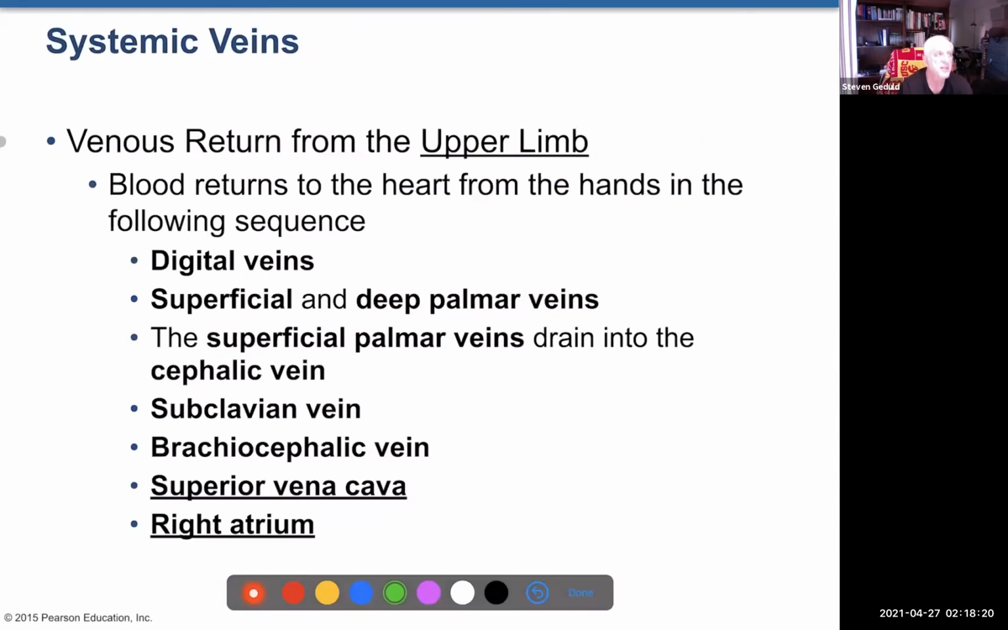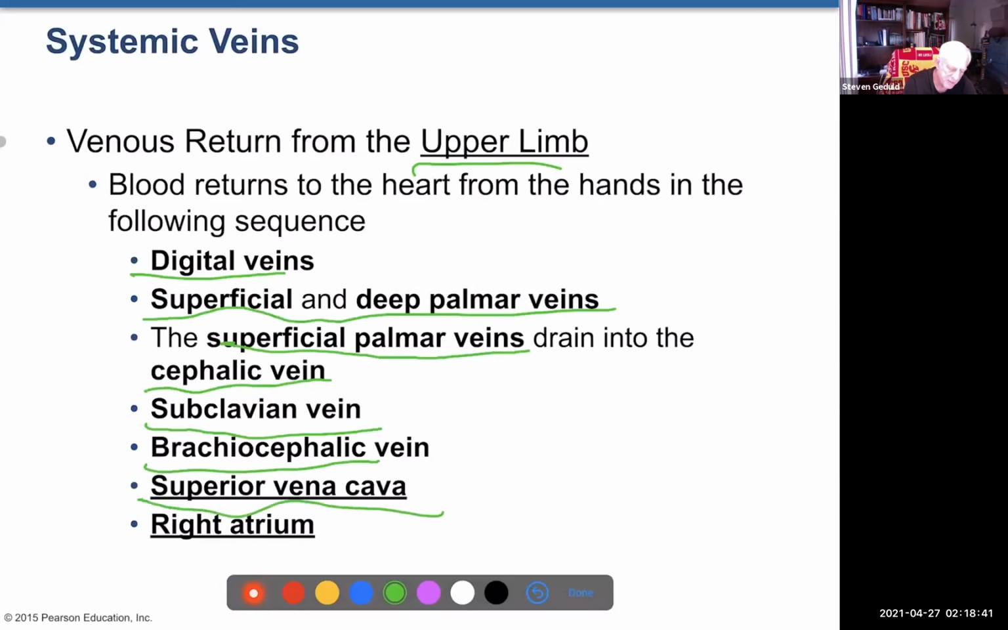And let's go a little bit, then take a break, 15 minutes here. So venous return from the upper limb. Okay, just like you did with the hands, it drains from the digital veins, just at the start of the fingers, from the superior and deep palmar veins. Superior palmar veins drain into the cephalic vein, to the subclavian, to the brachiocephalic, to the superior vena cava, to the right atrium. The exact opposite is going with the arteries.